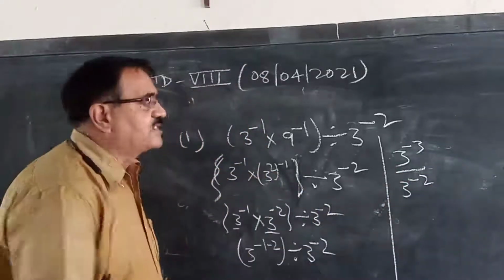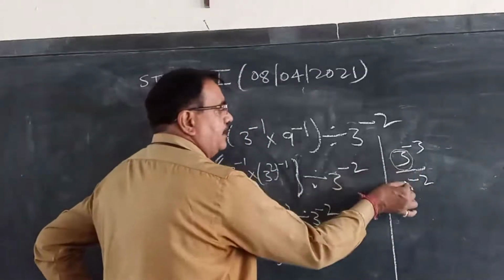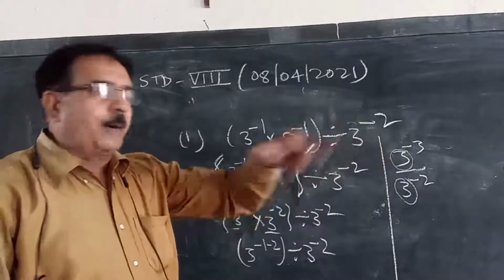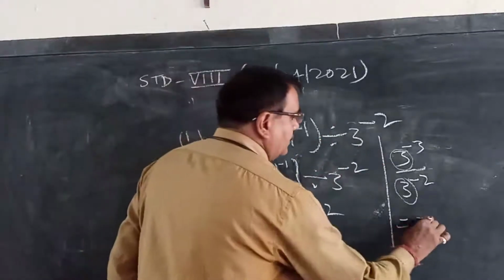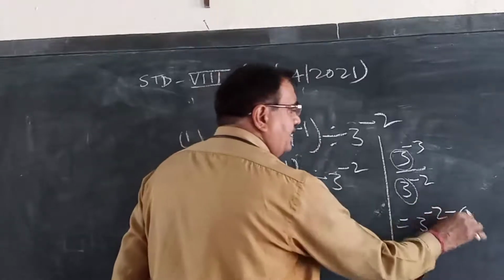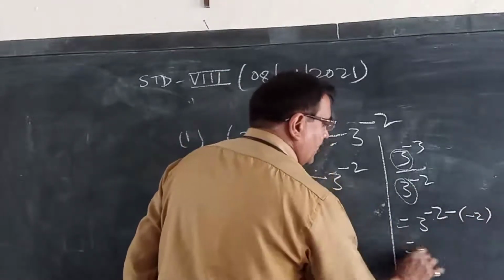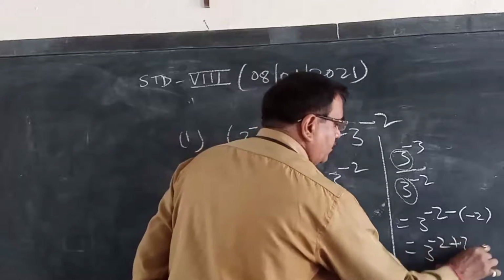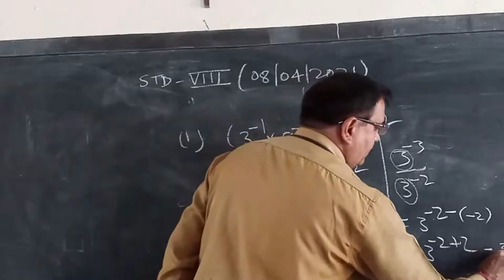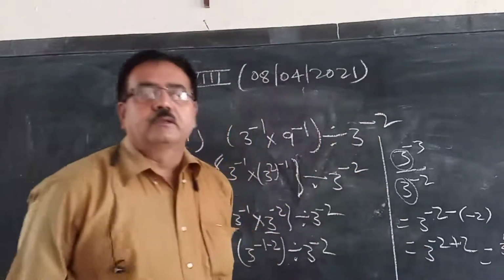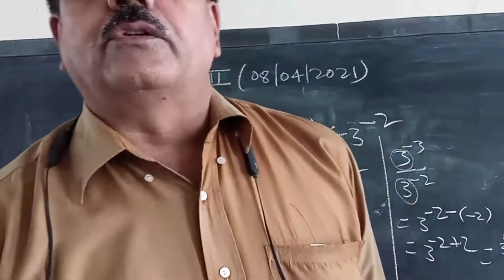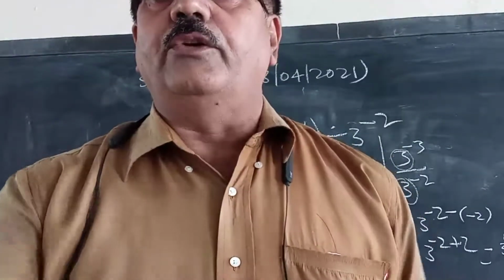Again see here, there is a division sign and the base is the same, 3. So when the base is the same and there is a division sign, what is the rule? The powers will be subtracted. So 3 to the power minus 3, and minus minus 2, that is 3 to the power minus 3 plus 2, that is 3 to the power minus 1. So this is our answer. Some more questions I will solve next day. Thank you very much.